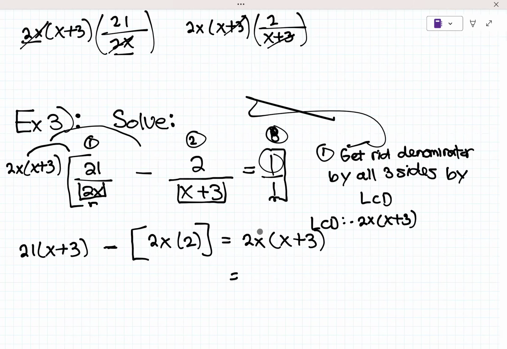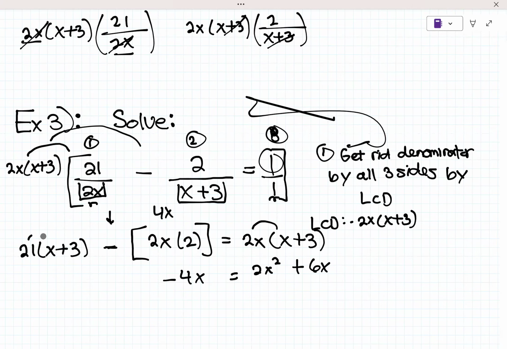So it doesn't matter what you do first. Let's start with the right side. I don't know why, it's just easier. What is 2x times x? 2x squared. What is 2x times 3? 6x. And then over here, just be kind of careful. What's 2 times 2x? That is 4x. And then you have a minus, so that's going to be negative 4x.